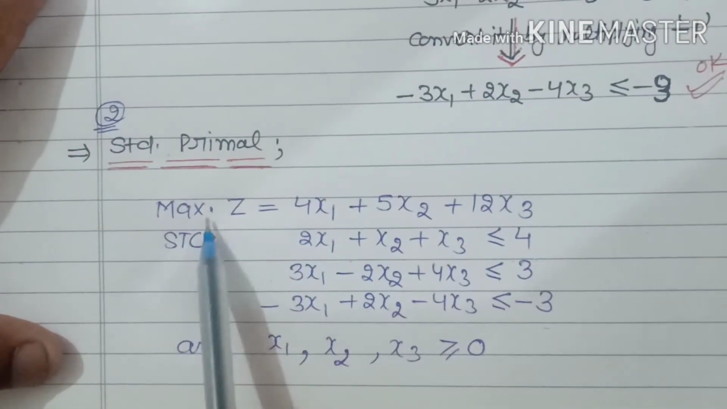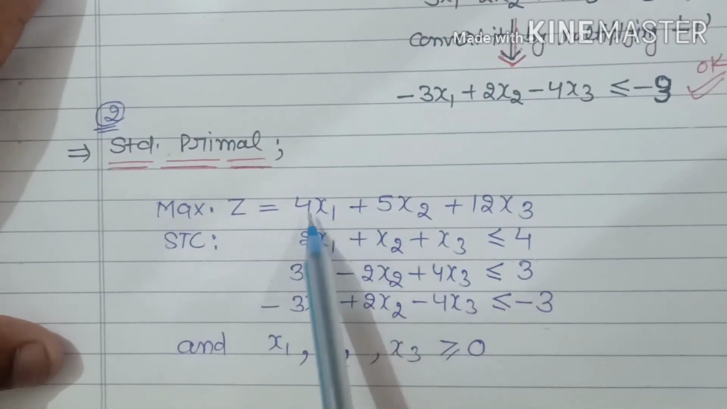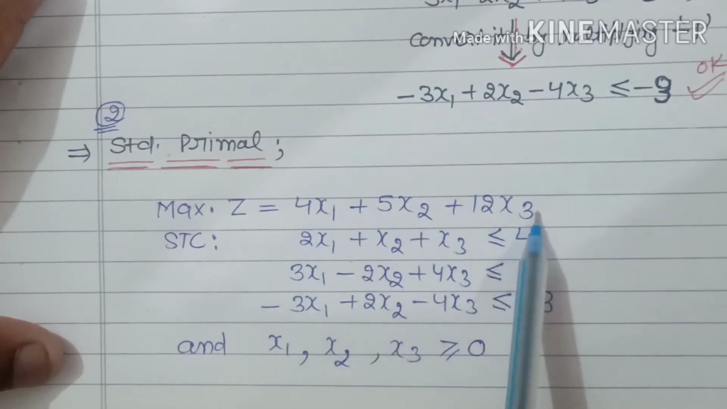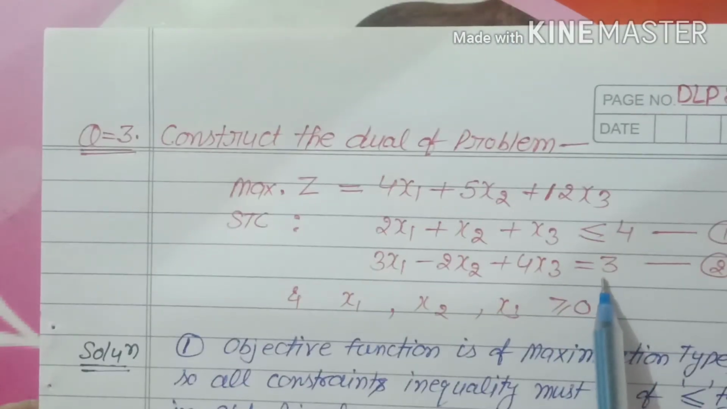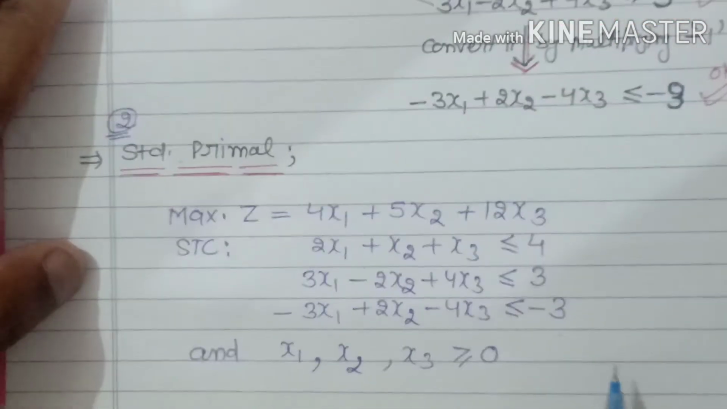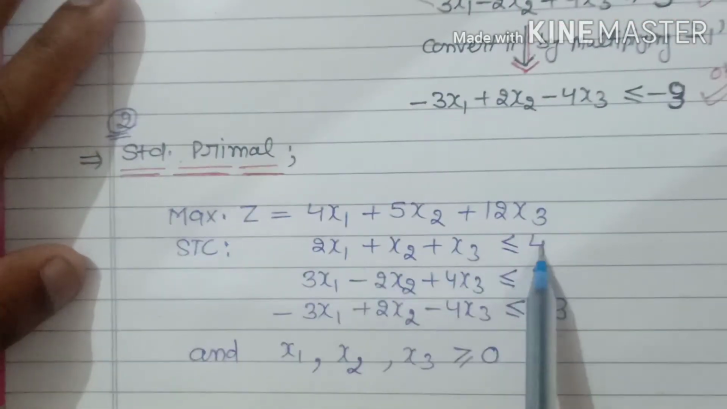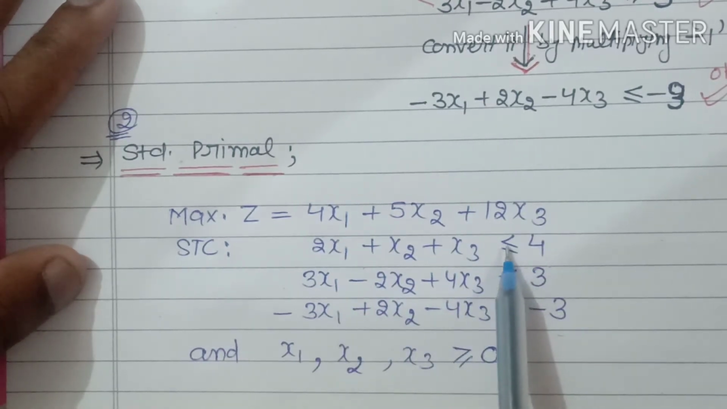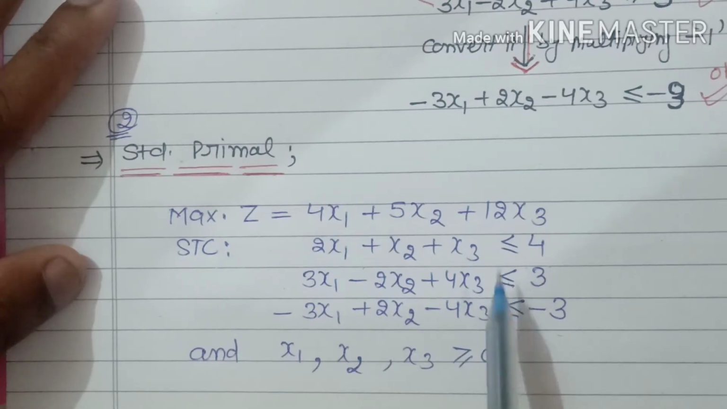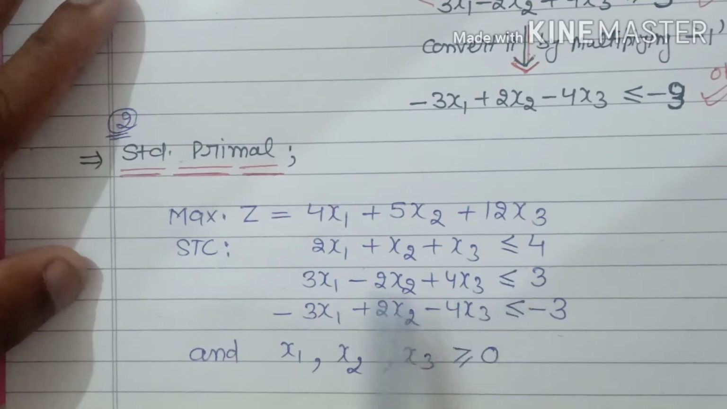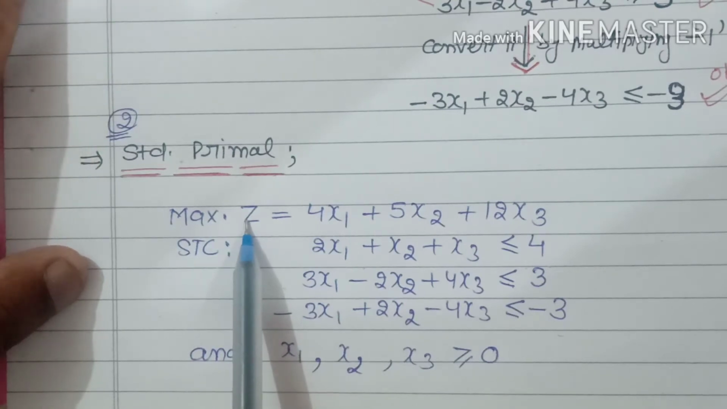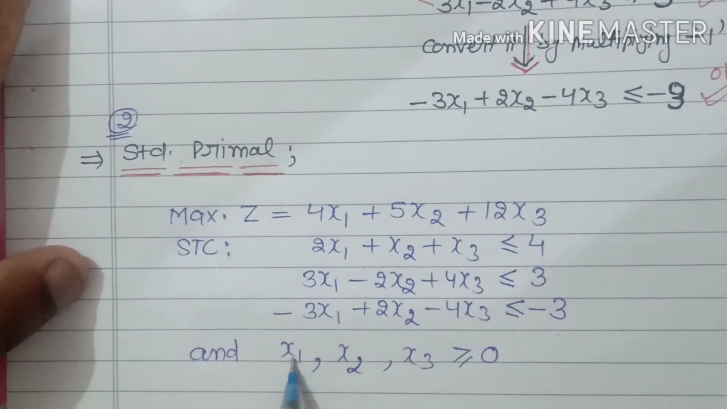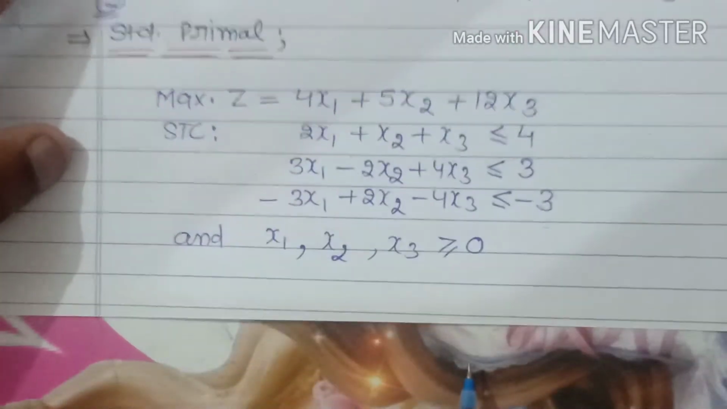Here you will see that the objective function is of maximization type and is equal to 4x1 plus 5x2 plus 12x3. Now these initial two equations have been converted into these three equations. So this is the first constraint equation, this is the second constraint equation, and this is the third. You will see that all the constraint inequalities are now of less than or equal to type, which is the requirement for a maximization type objective function, and all these three variables are non-negative. Now let us form the dual of this standard LPP.